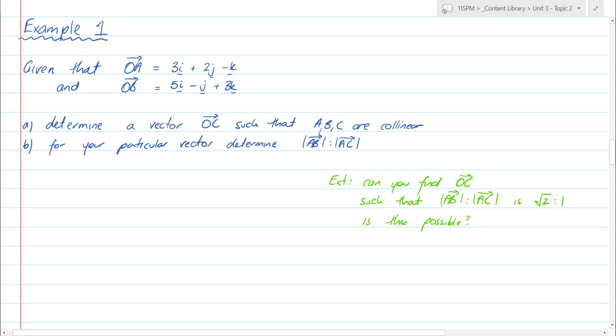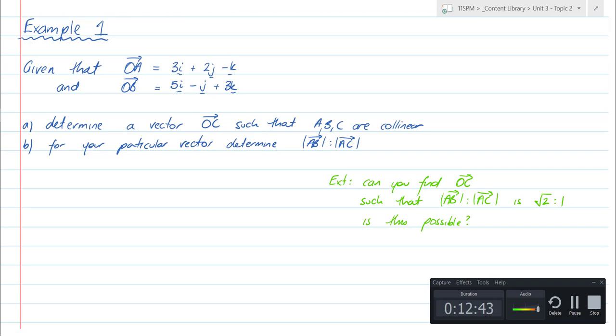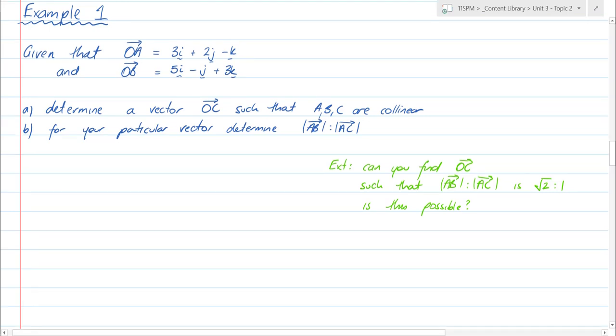But for now, I'm going to give you probably 3 minutes to have a play with that example before I go through and give you one answer. Remember, there's an infinite number of possible C values. So I'm going to give you one such answer, but I'd like you to have a play with it now. 3 minutes.